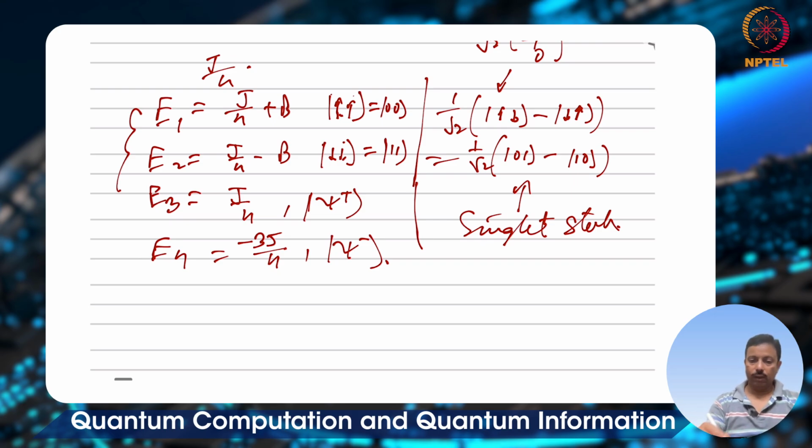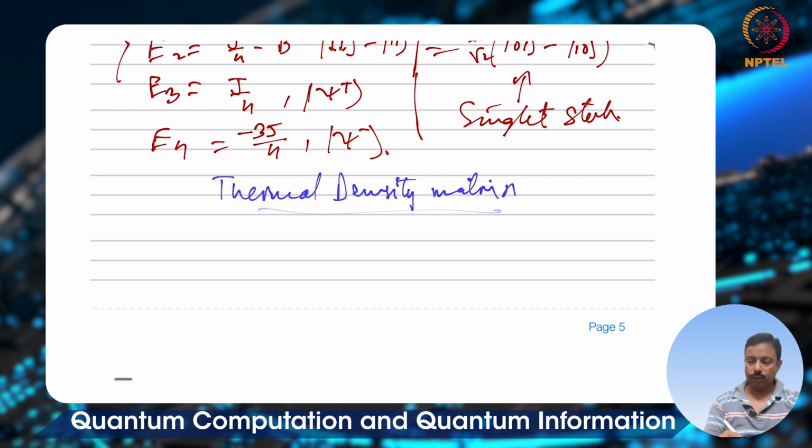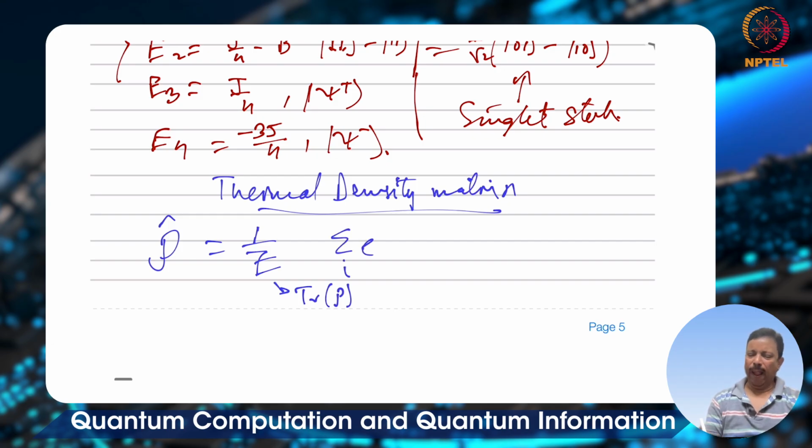Now let us construct something which is called the thermal density matrix. That is given as rho equal to 1 by Z. Z is the partition function, which is trace of rho. This is simply trace of rho, as rho has to be 1, and I have sum over i of e to the power minus beta E_i, ket bra of E_i. Okay, so let's say this is equation 5.